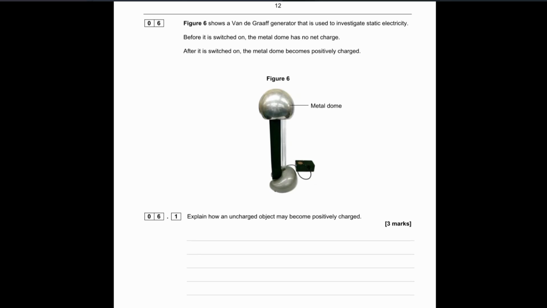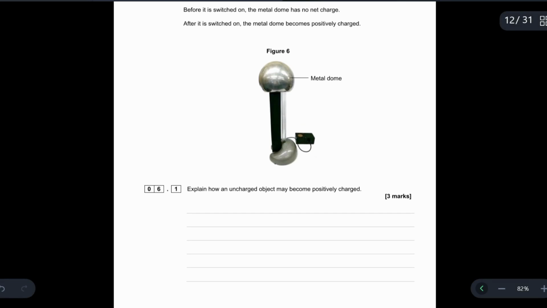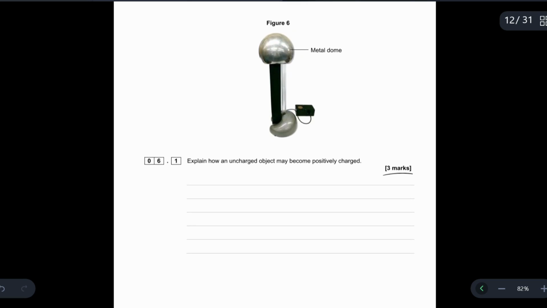Okay. Let's move on to question 6. Figure 6 shows a Van de Graaff generator that is used to investigate static electricity. Before it is switched on, the metal dome has no net charge. After it is switched on, the metal dome becomes positively charged. So it's explain how an uncharged object may become positively charged. Essentially it's a 3-mark answer, so we need to give enough information in our answer for all 3 marks. And so we start off with our uncharged object.